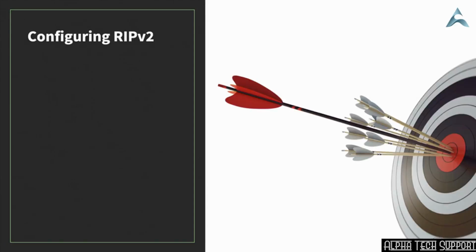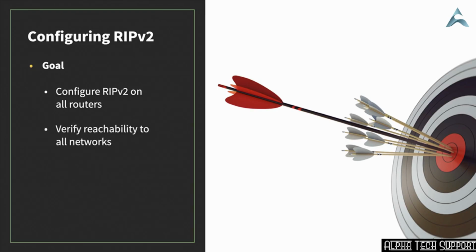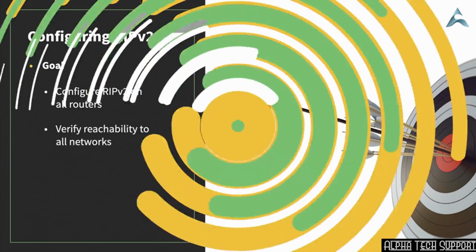In this video, we want to configure RIP version 2. Specifically, we're going to have a 3-router topology, and we want to configure RIP version 2 on all routers to advertise all connected networks, and then we'll verify the reachability to those networks. Now, let's go out to the live interface and set this up.